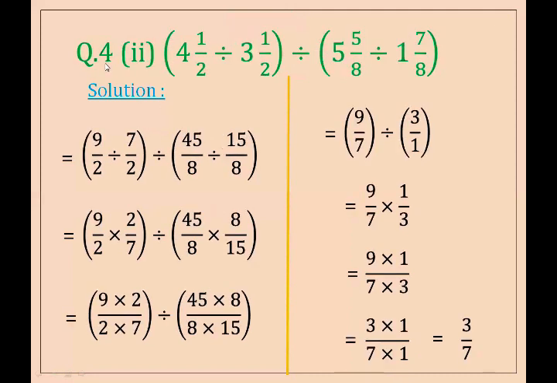Okay, here we have the same question, question number 4. The second part is 4 whole 1 upon 2 divided by 3 whole 1 upon 2, divided by 5 whole 5 upon 8 divided by 1 whole 7 upon 8. Here we have to convert the mixed fractions into improper fractions. We have 4 times 2 is 8 plus 1, 9 upon 2, divided by 3 times 2 is 6 plus 1, 7 upon 2, divided by 8 times 5 is 40 plus 5, 45 upon 8, divided by 8 times 1 is 8 plus 7, 15 upon 8.